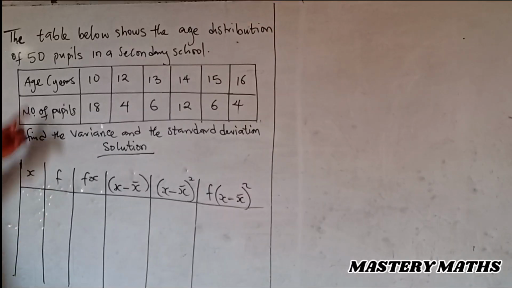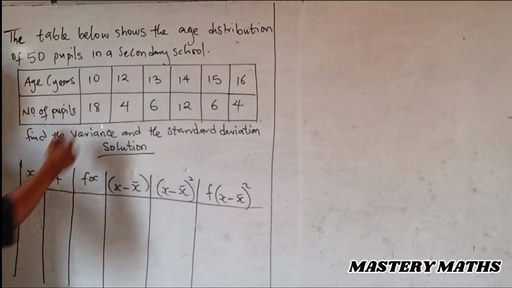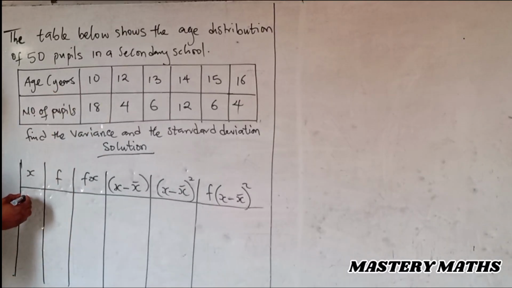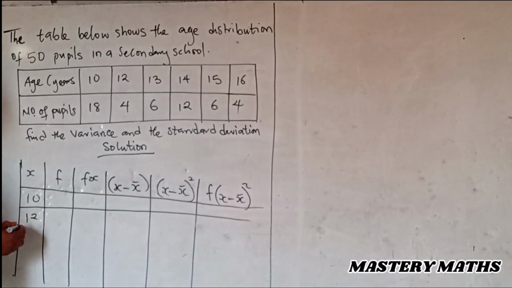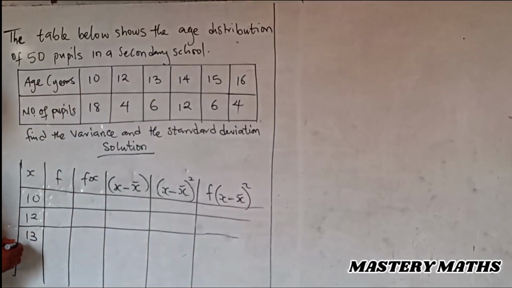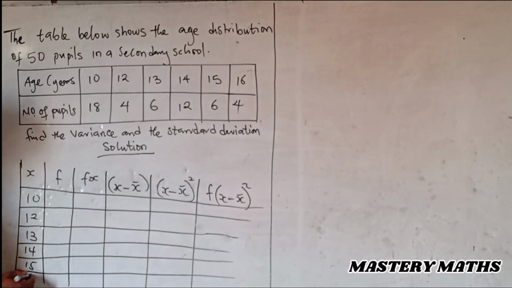After preparing the table, you go to the values where you have the age of the pupils. You list them here under X. The first age is 10. The second age is 12. The next is 13. The other one is 14. You have 15 and 16.